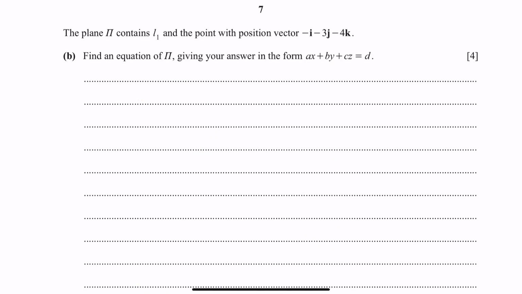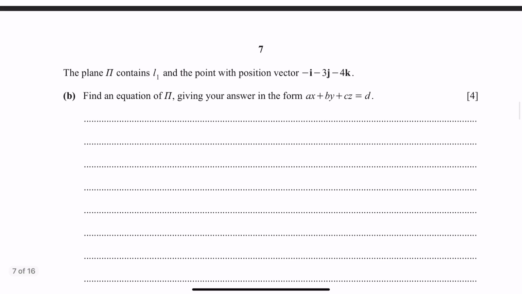Plane contains L1 and a point with position vector -1, -3, and -4. So this plane has L1, and a point with the position vector -1, -3, -4. So to find the equation of the plane in this form, we will need the normal of the plane. But how do we find the normal?